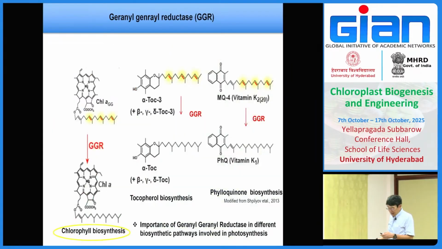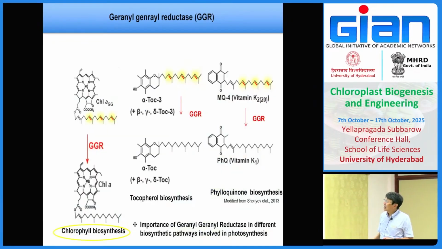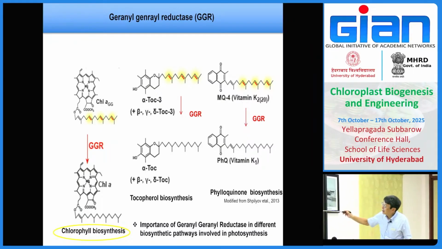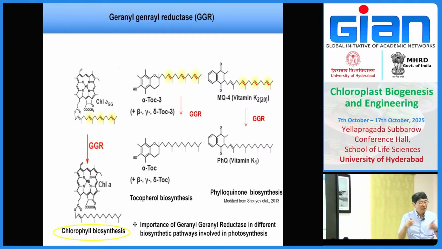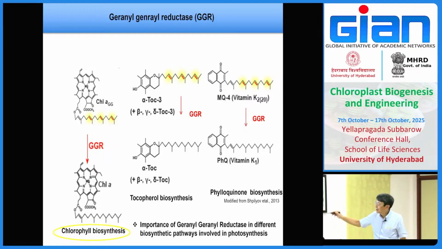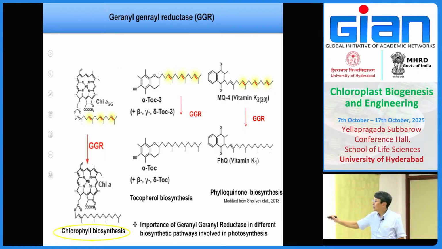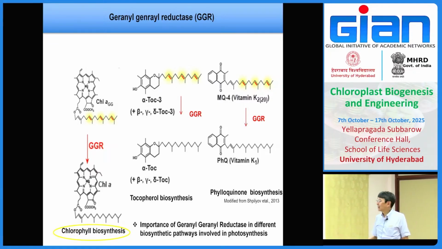So geranylgeranyl reductase is involved in this conversion. This is geranylgeranyl chlorophyll, and this is a phytol, but geranylgeranyl chlorophyll A has additional double bonds here. So geranylgeranyl reductase stepwise hydrogenates these double bonds, adding hydrogen atoms to remove the double bonds. Then finally, only one double bond remains in phytol chlorophyll A. So 1, 2, 3 steps occur.